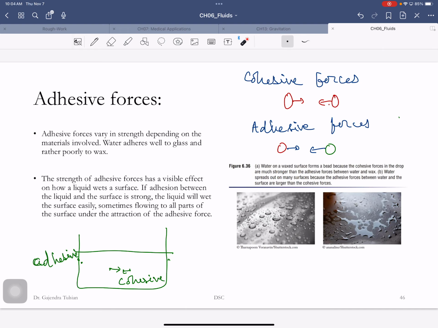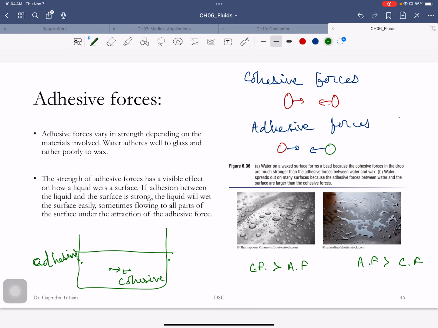When this happens, the cohesive forces are larger than adhesive forces, and it forms bubbles, or droplets. So this is adhesive forces greater than cohesive forces, and this is cohesive forces greater than adhesive forces.